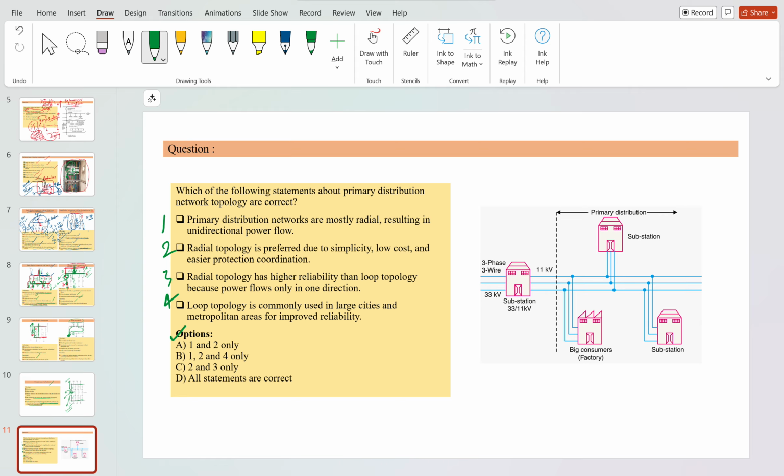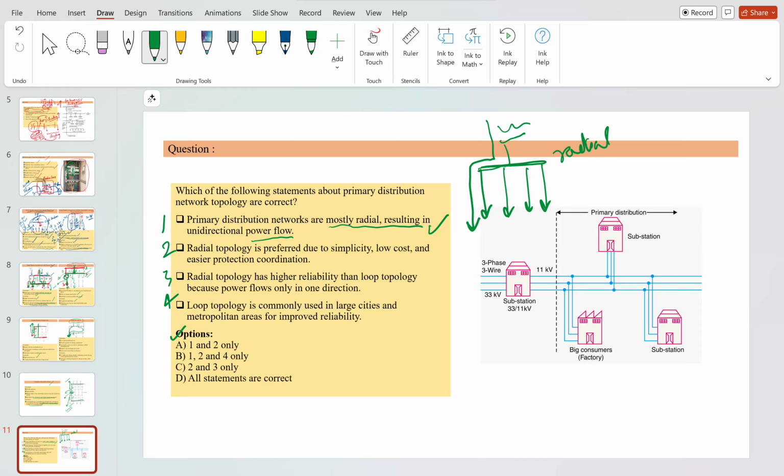Okay, let me explain. I got a few answers here: option A, option B, option C also I got. Okay. So when you see the first statement, listen here. The first statement says primary distribution networks are mostly radial, resulting in unidirectional power flow. Suppose you have a substation here, and these are radial distribution feeders. It will look like this. When the power comes, it will flow like this only. This is a unidirectional flow. Okay. So the first is correct.